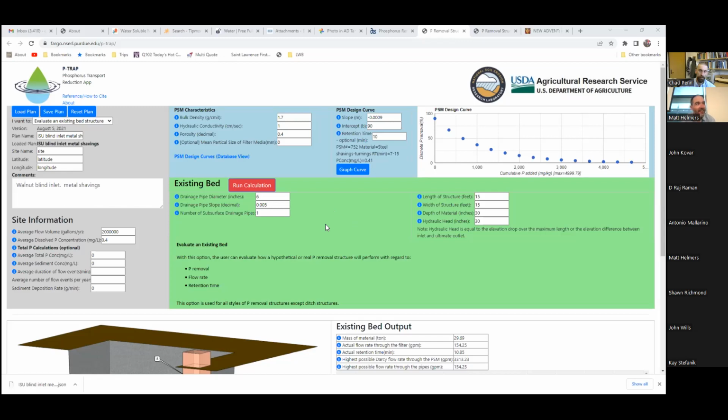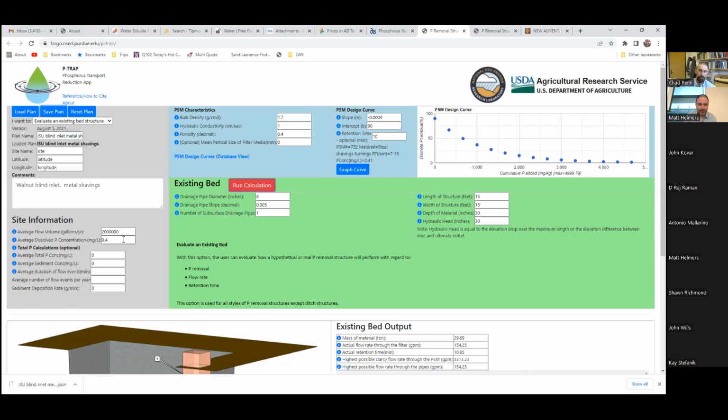Okay. There are no more questions. Real quick, I just want to do a brief demonstration. Here's your main page for PTRAP, and there are a couple of different areas to focus on. First, there's the site information. In the site information, the most important thing is you need to have some idea of your average annual flow volume, and your average dissolved P concentration.